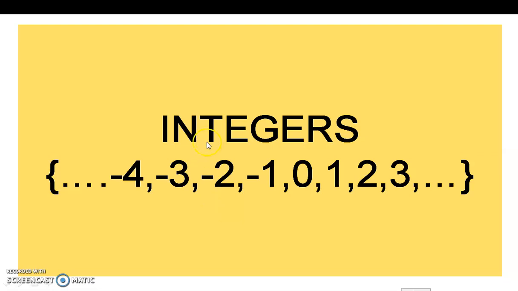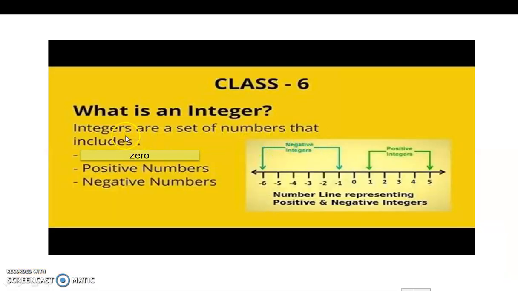Hello everyone. In today's video, I'll be discussing with you all about integers. Now to begin with, what is an integer? Integers are a set of numbers that include 0, positive numbers and negative numbers.